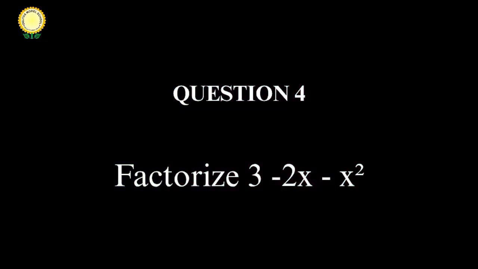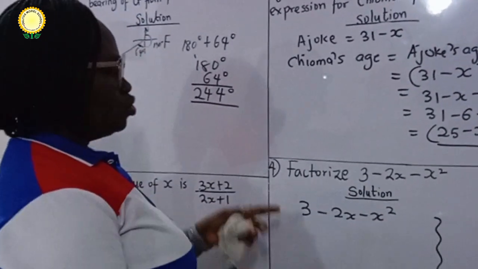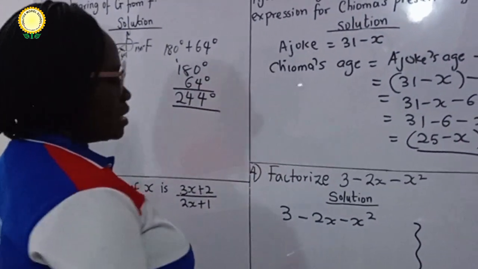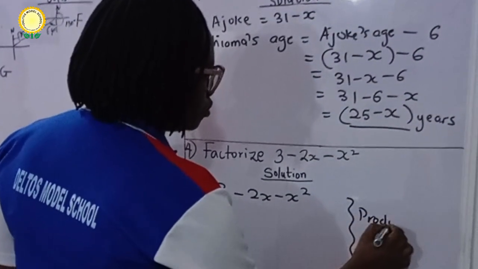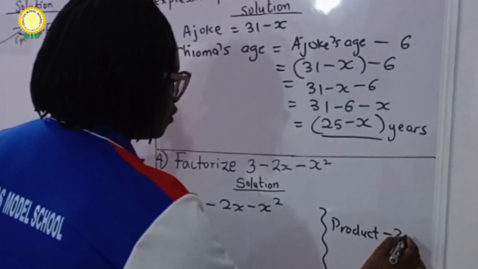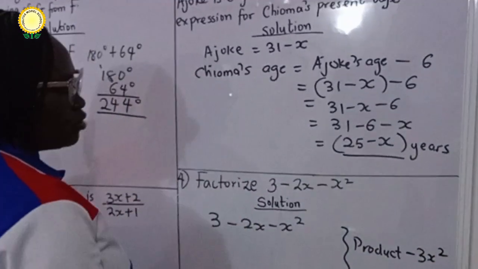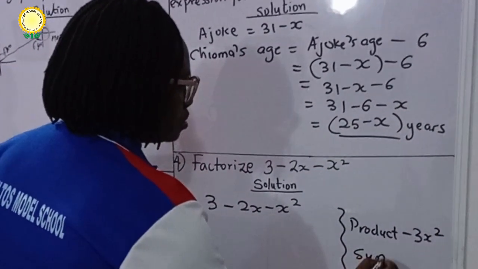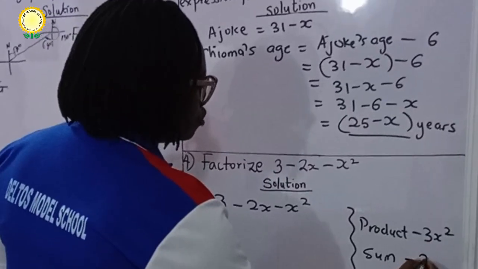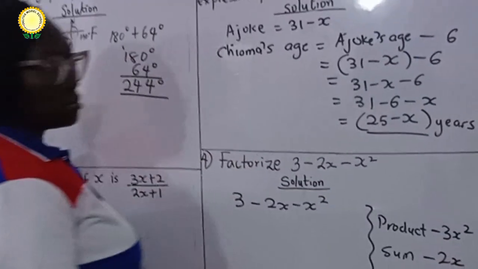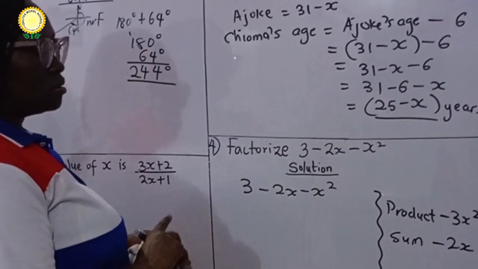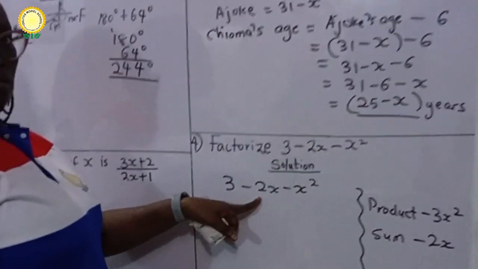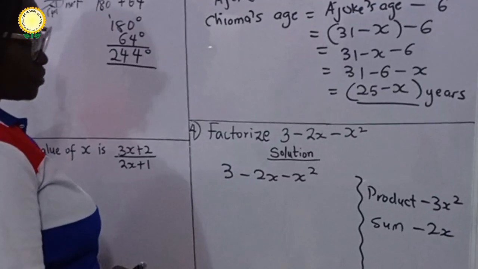Question 4. Factorize 3 minus 2x minus x squared. What we'll do in this case is to find the product and the sum. Remember there is 1 here. So the product is negative 3x squared. That's 3 times minus 1. While the sum is negative 2x. The product is negative 3x squared. That's A times C. While the sum is B, which is negative 2x.